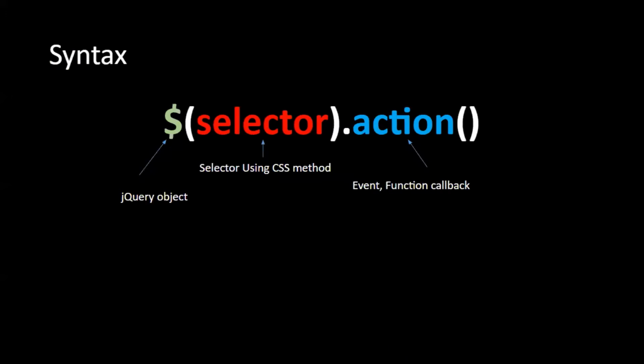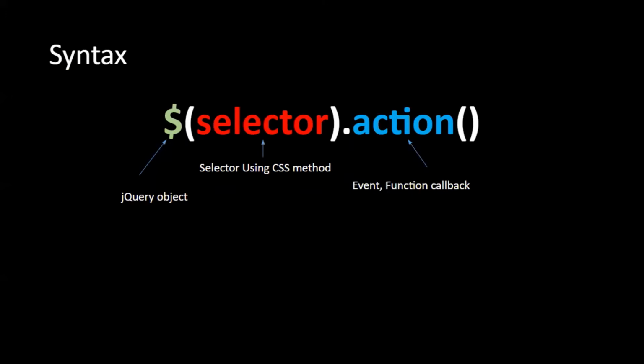Now, here is the syntax of jQuery. It starts with the $ sign. The $ sign is the jQuery object. After that, we have the selector using the CSS method. For this one, we all know that when we are using an ID, we start our code with the hashtag.